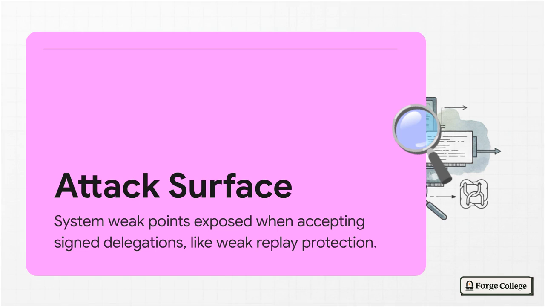We are specifically hunting for weak points exposed when your system accepts these delegations. We're talking weak or missing replay protection, instruction scopes that are just way too broad, or a revocation system that's brittle or maybe just non-existent. Our goal today is to test for these precise failure modes in a controlled local environment so that your delegation code ends up completely bulletproof.